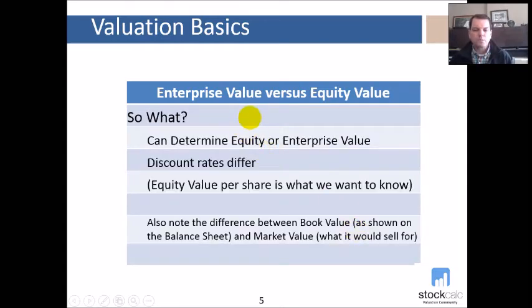So why is that important? Well, we can determine both equity or enterprise value when we're trying to determine the value of the company or the value of the shares in the company. Equity is ultimately what we're trying to value or determine because the total equity divided by the number of shares outstanding gives us a value per share. It's also important because there are different discount rates that we would apply to equity or enterprise value. As a note as well, we also look at book value, which is the value that's shown on the balance sheet, and or market value, which is what an asset or the company would sell for on the open market.